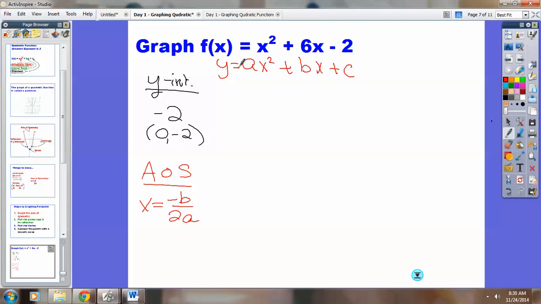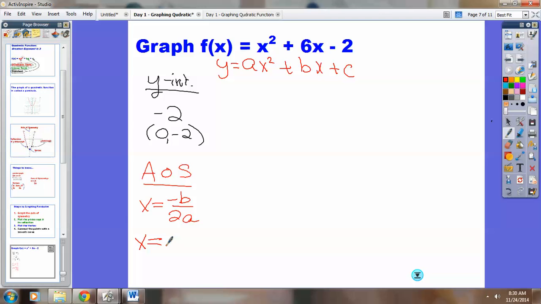Don't just say -3. Your axis of symmetry is an equation. We're going to graph a line, x equals -3. Want some good news? We just found the x-coordinate of our vertex. This value right here is -3.